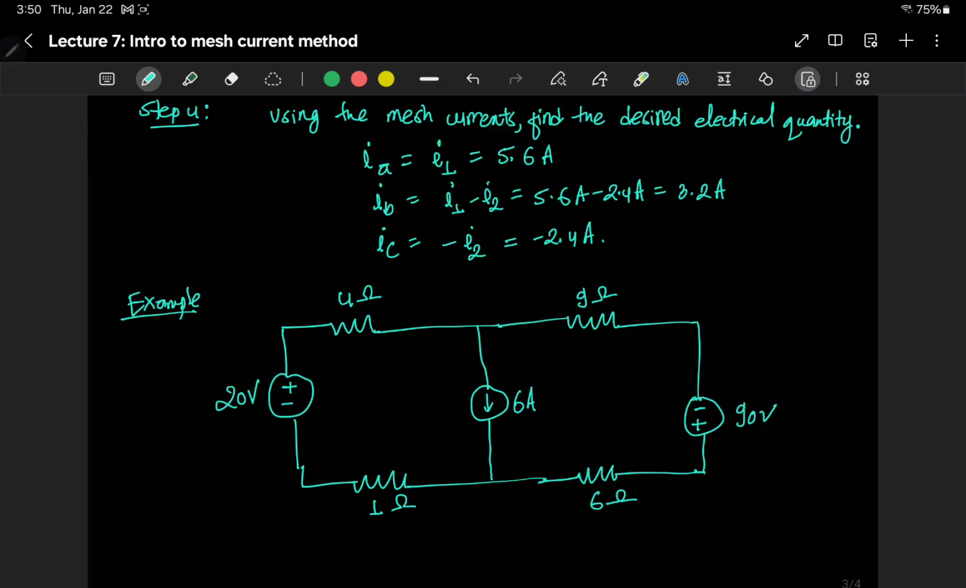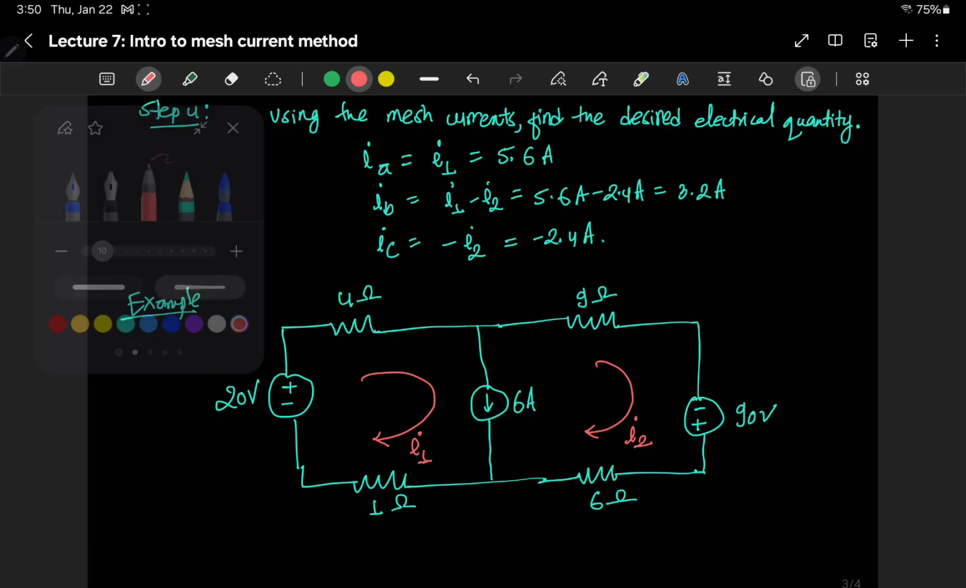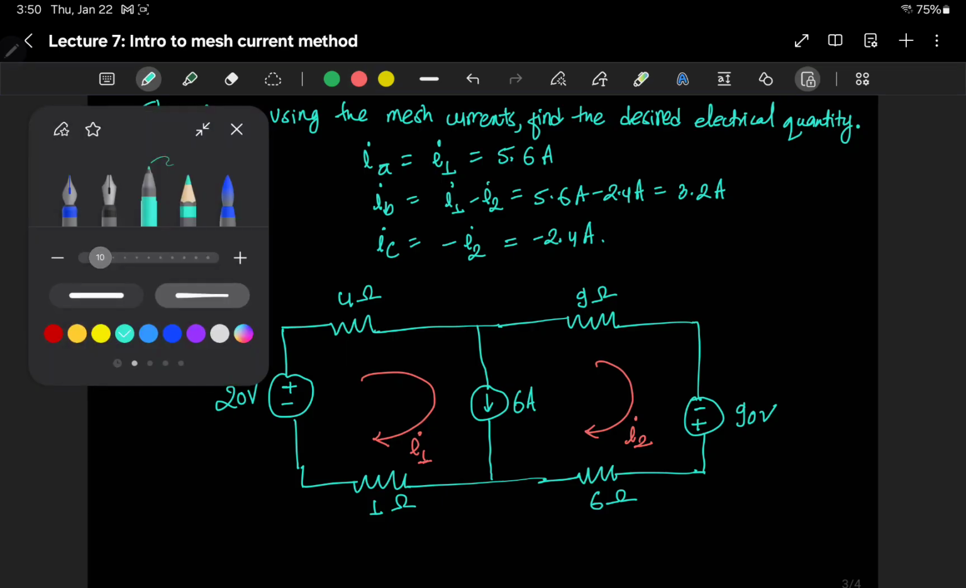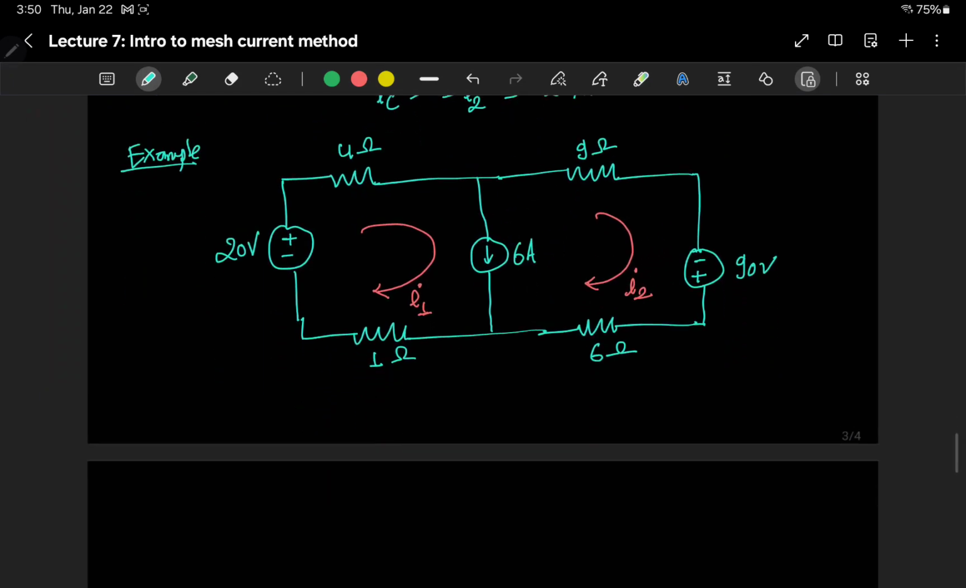So what we have to do is find the mesh current. So let's say if this was I1 and if this was I2, we are just required to calculate the values of I1 and I2. That's all. So let's follow the steps again. So the step 1 was defining the currents, right?